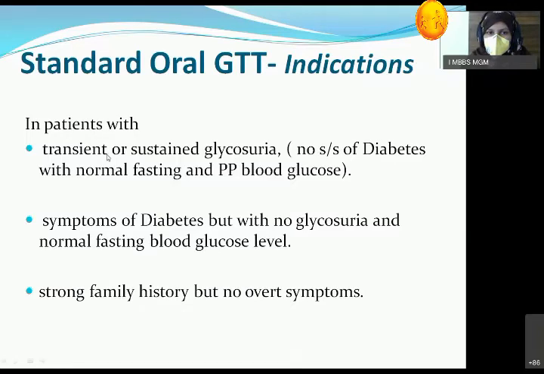In the first, there are no signs and symptoms of diabetes, with normal fasting and postprandial blood sugar, but there is transient or sustained glycosuria. In second, there are symptoms of diabetes, but no glycosuria, and the lab investigations are normal. Normal fasting blood glucose level is there. Third indication is strong family history, but no overt symptoms.